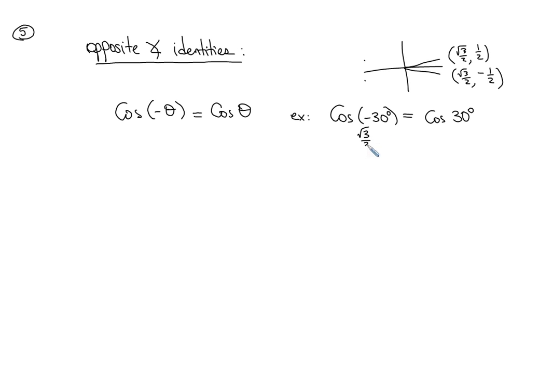This is positive rad 3 over 2. This is positive rad 3 over 2. If we were over here, we would get negative rad 3 over 2 and negative rad 3 over 2. So the reflection doesn't change anything. We get the same value.